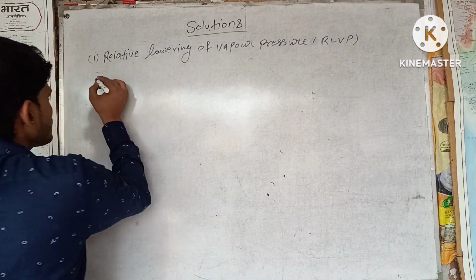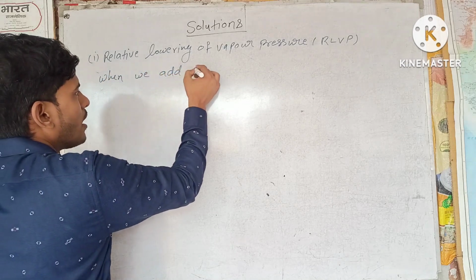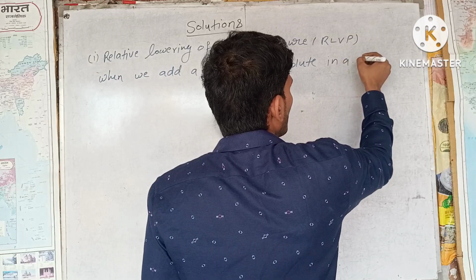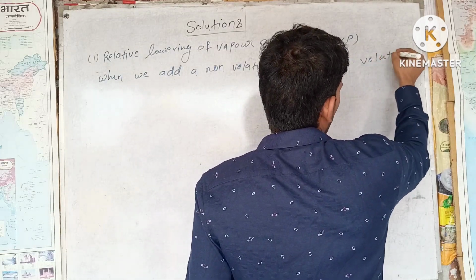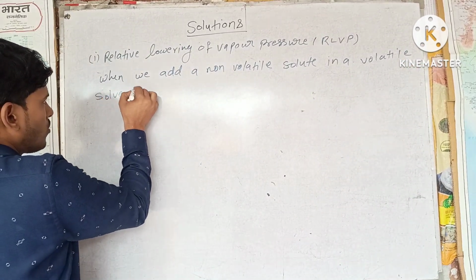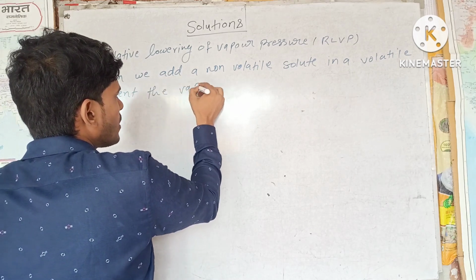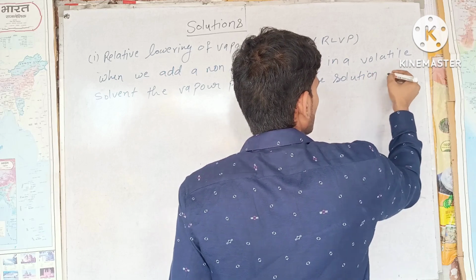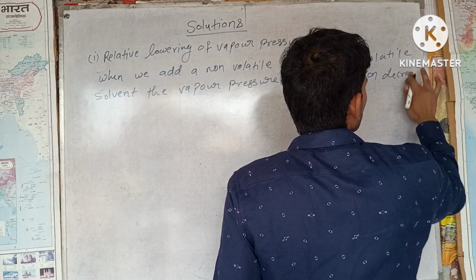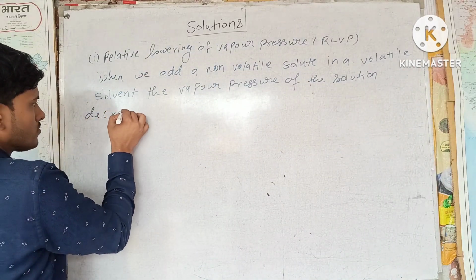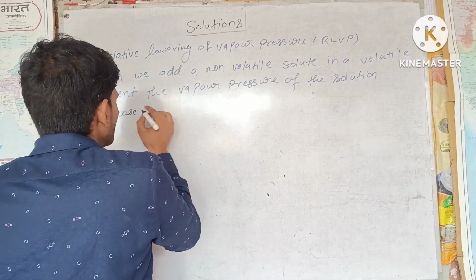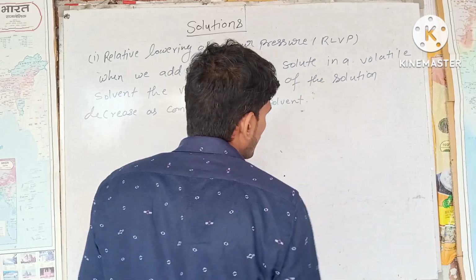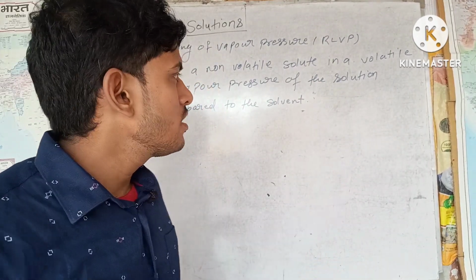So the definition is: when we add a non-volatile solute in a volatile solvent, the vapor pressure of the solution decreases as compared to the solvent.